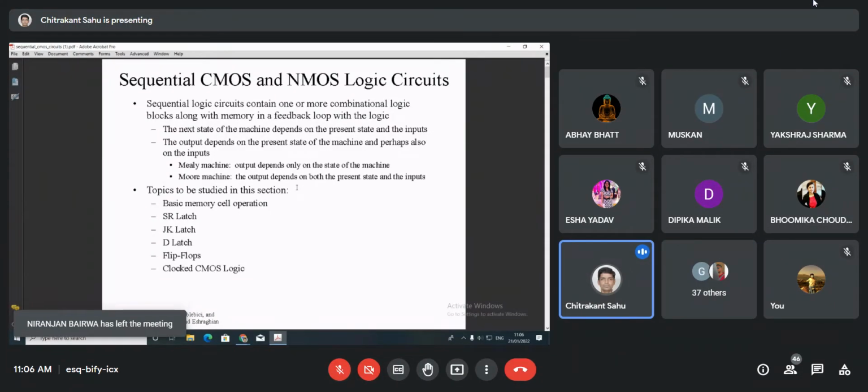Present state as well as the input condition. Okay, present state and the input condition.